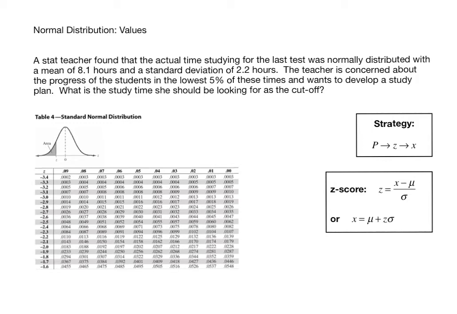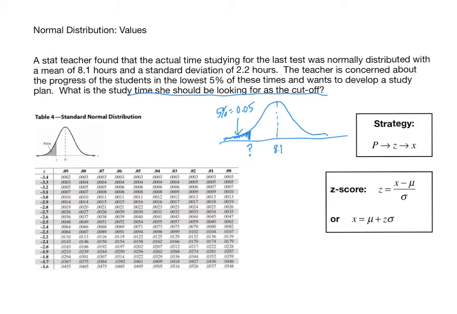So I'm going to start with a picture here, and I highly recommend that you use pictures to solve these problems. Study times distributed normally according to this stat teacher with a mean of 8.1 hours. And we want to know what's the cutoff score for the lowest 5% of studiers. So the lowest 5% means we want this tail over here to have an area of 5%, which of course is 0.05. So we want to find this study time, which is the cutoff for this low end of studiers, the lowest 5% of studiers.